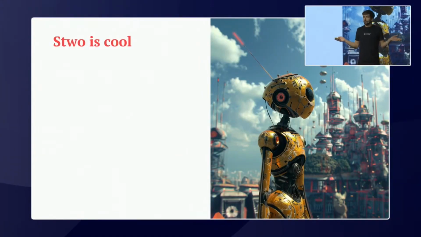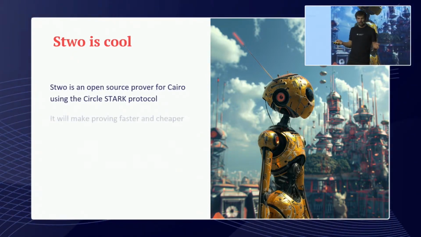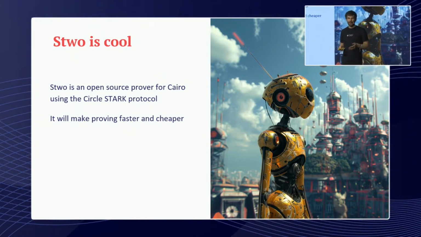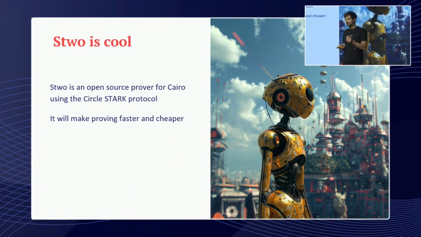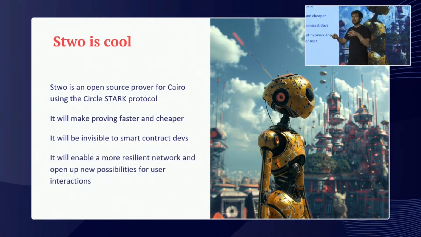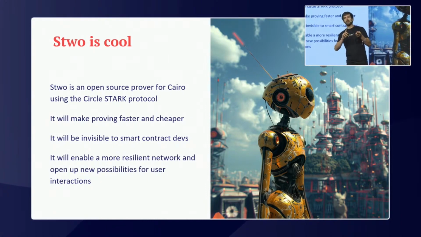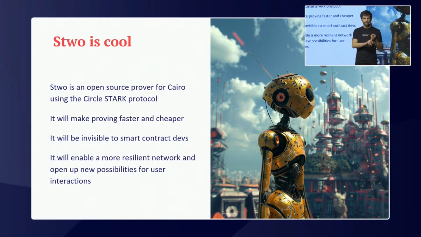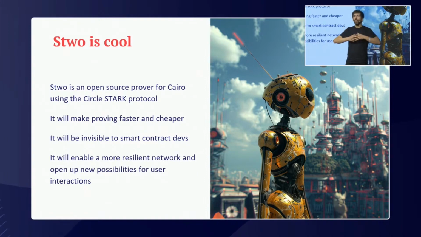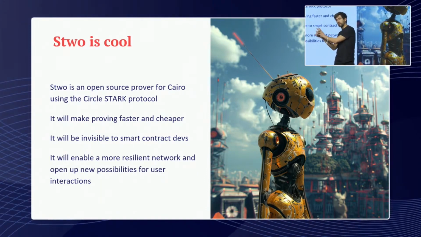All right, so to sum up, reaching the end of my presentation, Stwo is cool. It's an open source prover for Cairo using groundbreaking novel Circle Stark. It will make proving much faster, much cheaper. It will be invisible for users and devs on Starknet. And it will enable a network that is more resilient, easier to audit for users with small devices, and it will open up a whole range of possibilities to bring off-chain computation by users on-chain.